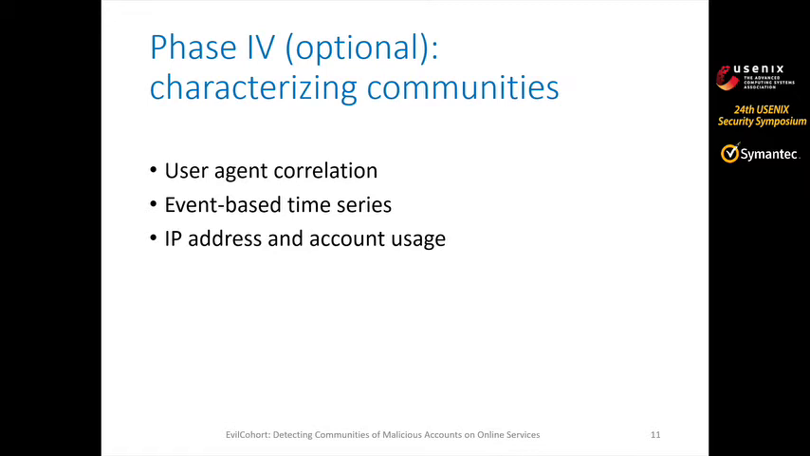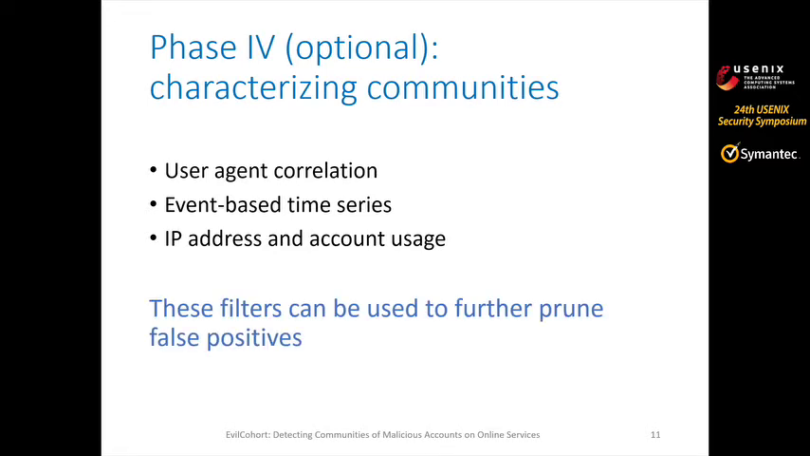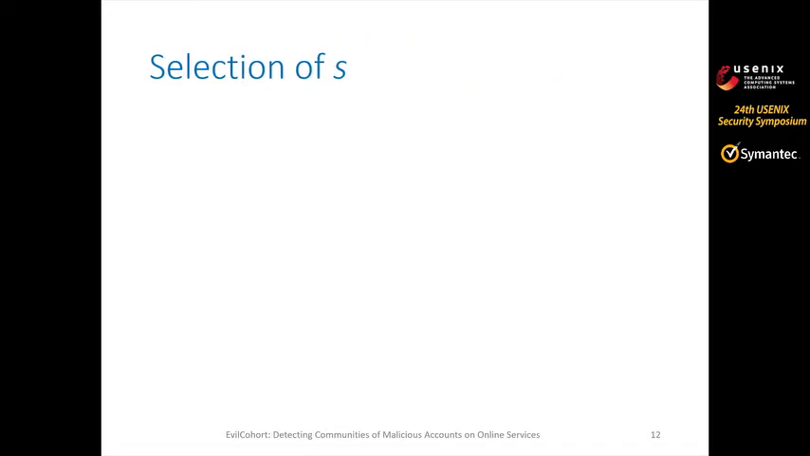So these techniques could actually be used to further prune false positives, but we wanted to keep our system as generic as possible. So for example, the user agent is not necessarily available on any online service. And so we didn't want to introduce this as a critical part of the system. But as I will show you later, this is actually very, very useful to assess false positives for our system. So the first thing we needed to do was selecting a threshold S for our experiments.